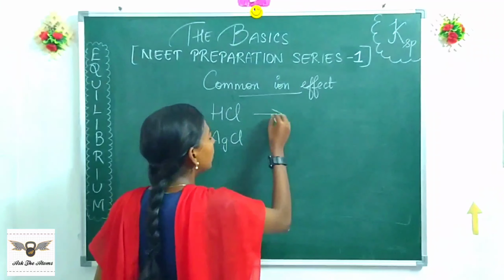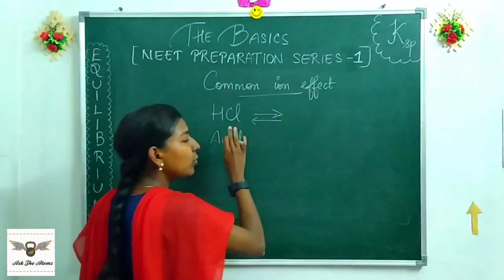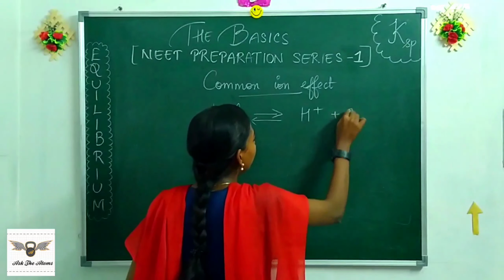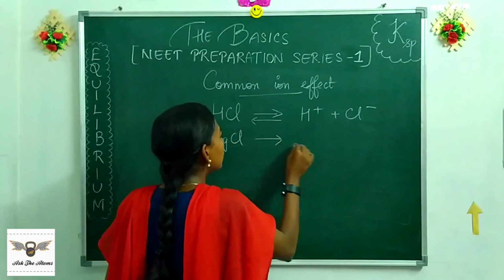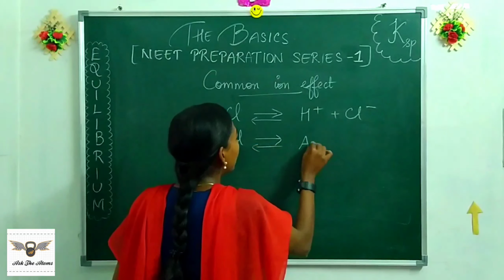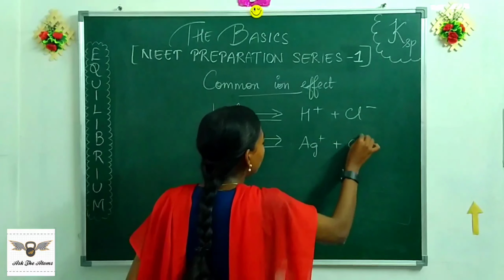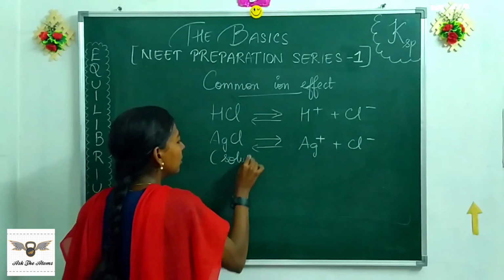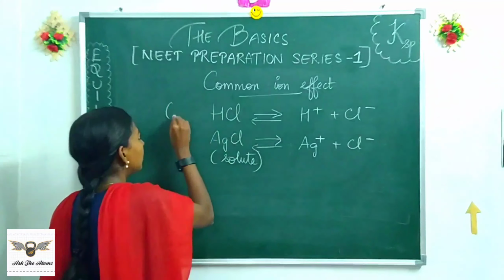Each of them has its own equilibrium, right? HCl has an equilibrium like H plus and Cl minus, and AgCl also has an equilibrium, Ag plus and Cl minus. Now look at this. This is my solute, right? My solute is put in a solvent, HCl.